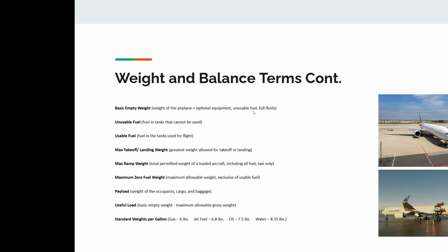So again, write these down and memorize these. This could be something you are asked by the DPE, and of course asked on a stage check or on your written exam.